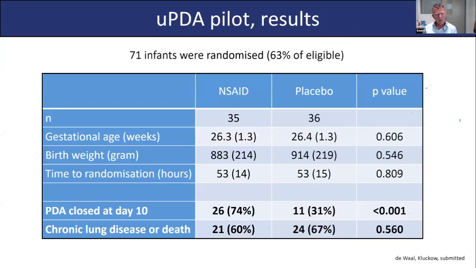71 infants were randomized, which was 63% of eligible. That's significantly higher than the PDA tolerate study, even though we had shorter time to get these patients into the trial and much less centers to do the study. They were around 26 weeks, and the time when they were randomized was around 53 hours.